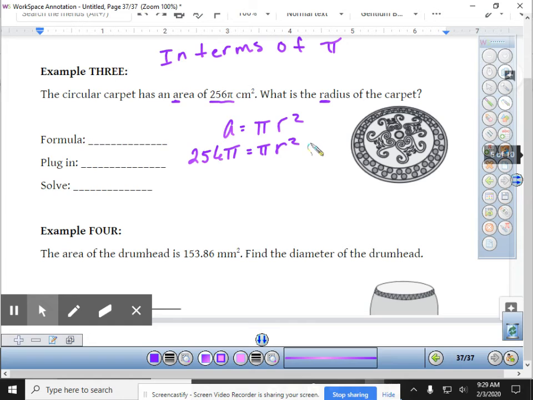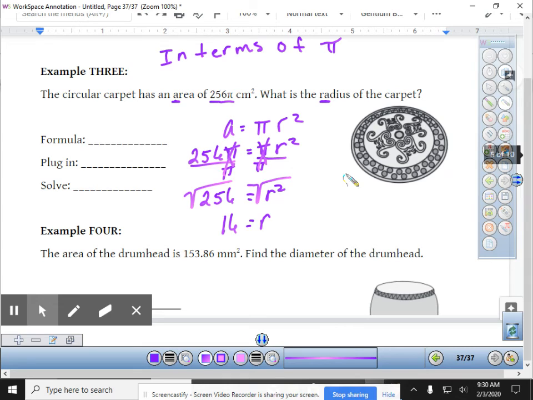So what I'm gonna do is divide both sides by pi, right? And pi divided by pi is 1, it goes away. So basically the pi cancels out, and you're left with the radius squared equals 256. And now you just have to find the square root of 256. And if you look up there, what is it? 16. The radius is 16. Are you with me? Yeah. Now you can write it down.